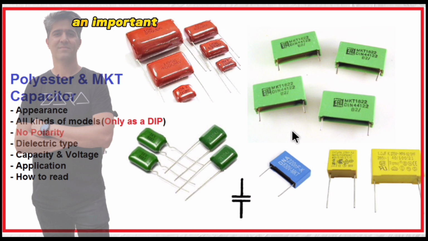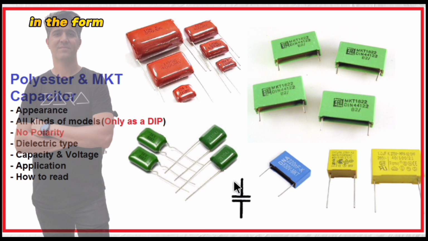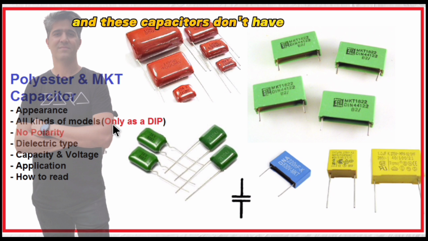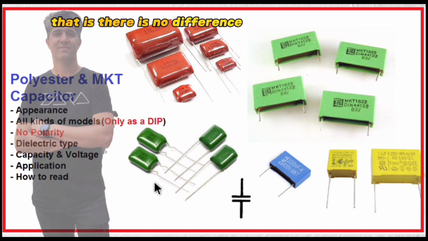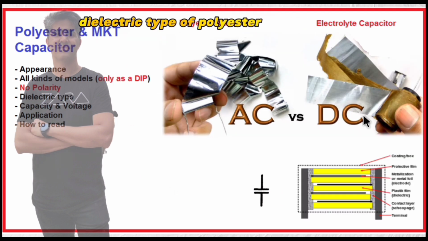An important issue is that polyester and MCOT capacitors are only available in the market in the form of DIPs, and they don't have SMD models. And these capacitors don't have polarity. That is, there is no difference between their positive and negative bases. So we display the term in this way. Dielectric type of polyester capacitors. Polyester capacitors have a high voltage in terms of their voltage capacity.